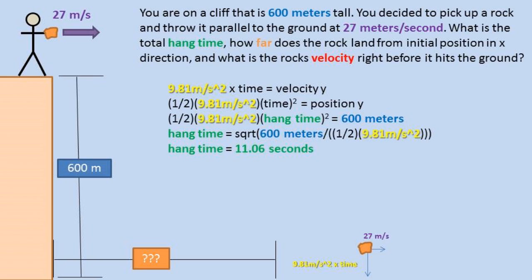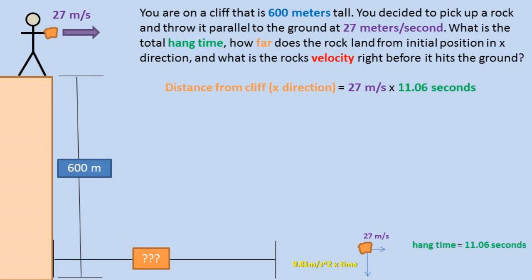We can use the position formula of 1/2 gravity times time to the second power equals position. We can plug our gravity of 9.81 meters per second squared and our height of 600 meters into the formula. After doing some rearranging of formulas using algebra, we get that the rock will be in the air for 11.06 seconds. The hang time is 11.06 seconds.